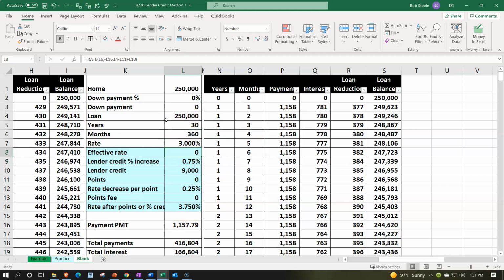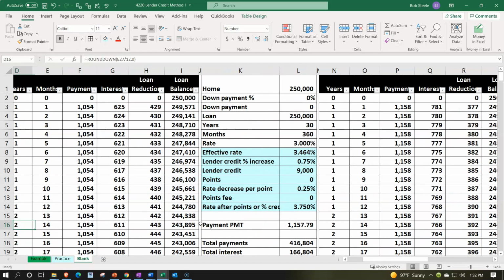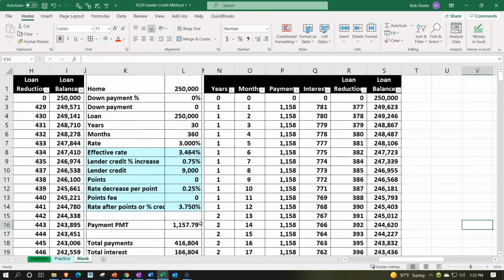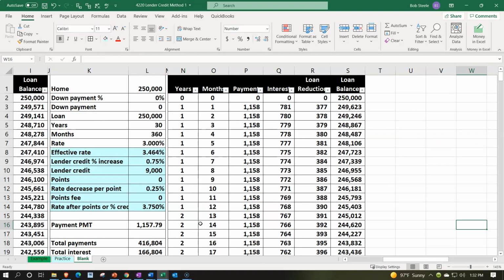And so we're going to say, let's make that a percent. Let's add a couple decimals. And then I've got to multiply it times 12. So the effective rate is at 3.464%. Okay, so here's going to be our amortization table. You can see the difference in the payments that we have. So we had the 1,054 over here. Now we've got the 1,157.79. That's going to be part of the cost, of course, of us picking up that $9,000 up front, which you can see will basically pay off over time.